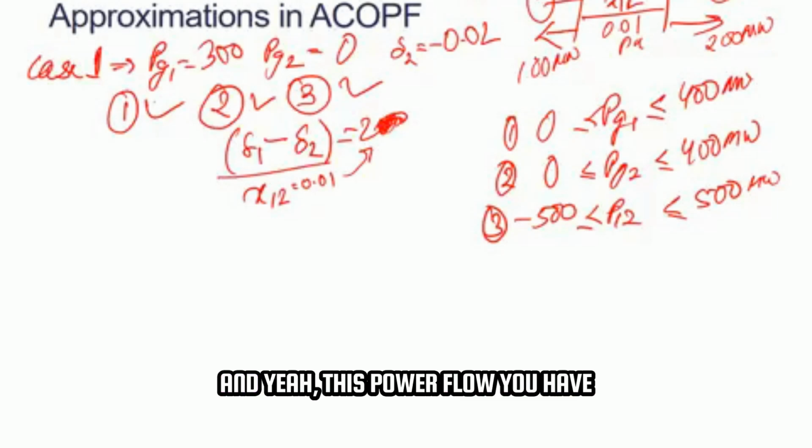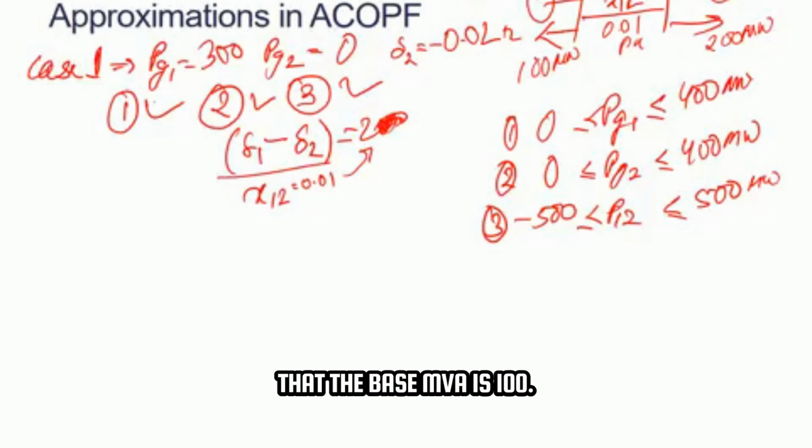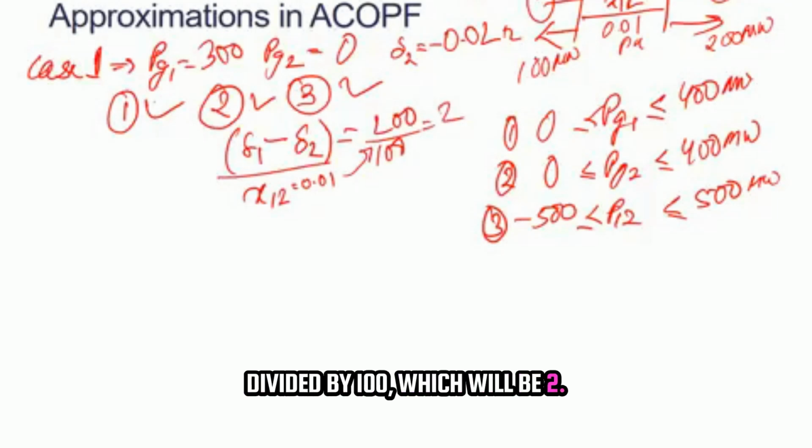Right, and the value will be 1 over x12, not 200? Yeah, the 200 value. This power flow you have to keep every time in per units. So that's why I assumed that the base MVA is 100, so just divide it by 100 here. That's why we always calculate them in per units. So it will be 200 divided by 100, which will be 2.